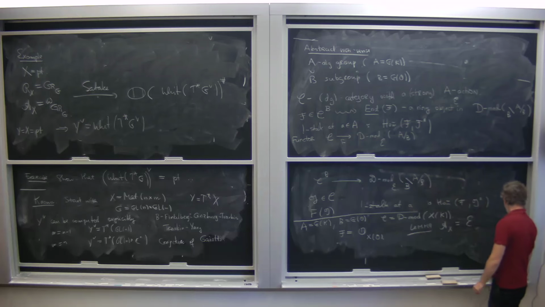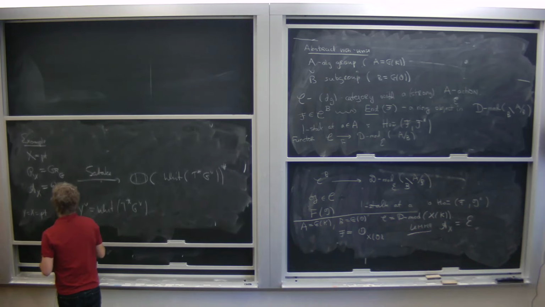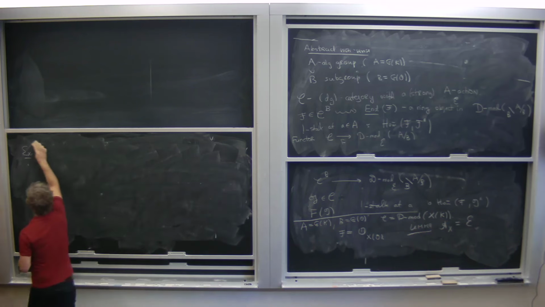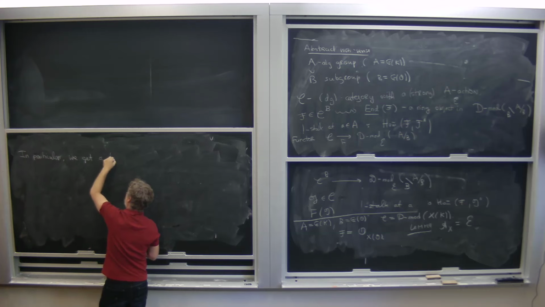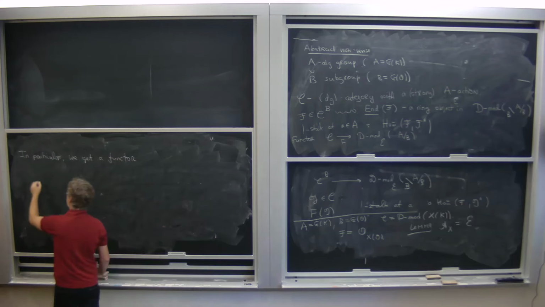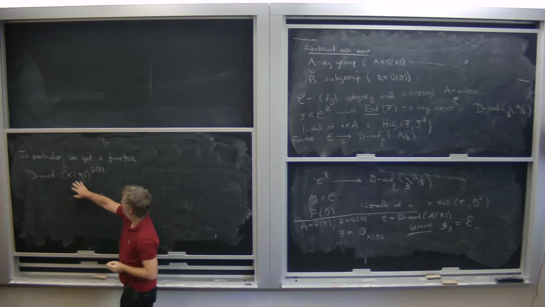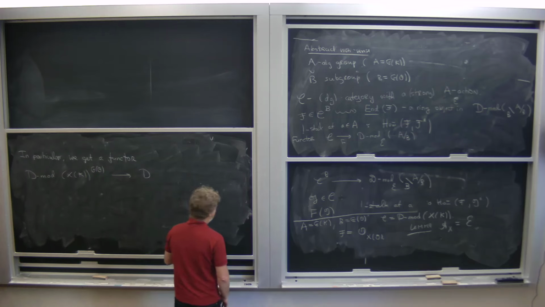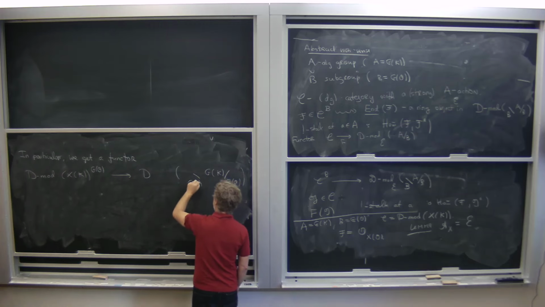And in particular, that's the last thing I'm going to say here. In particular, we get a functor D mod X of K to G of K mod G of O mod G of O. So here all categories are derived. And here I write this A sub X.